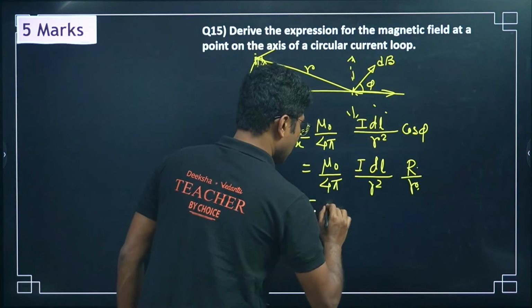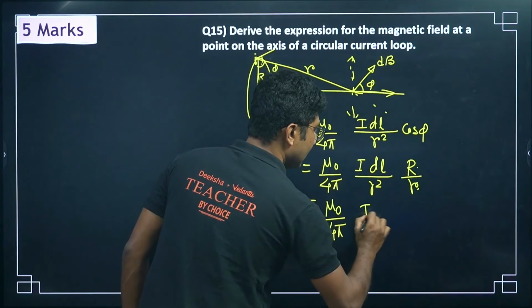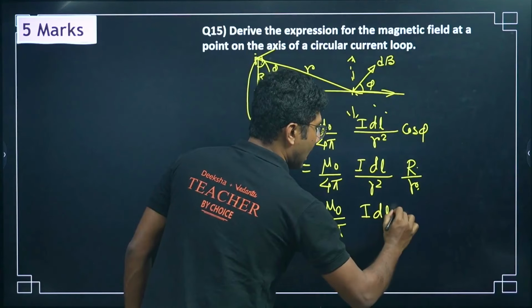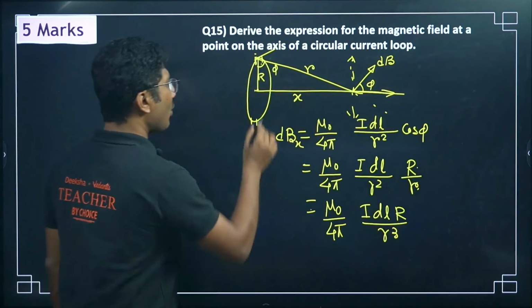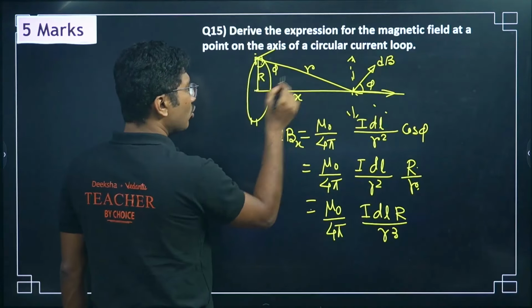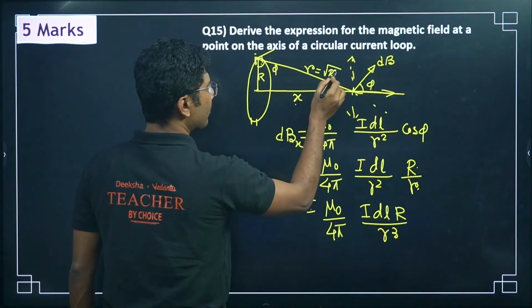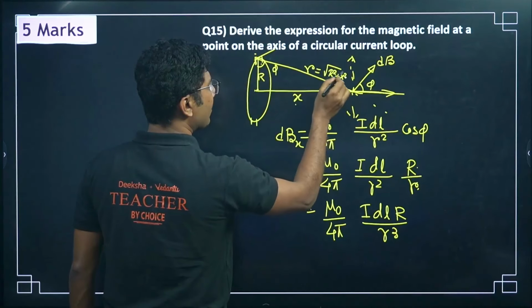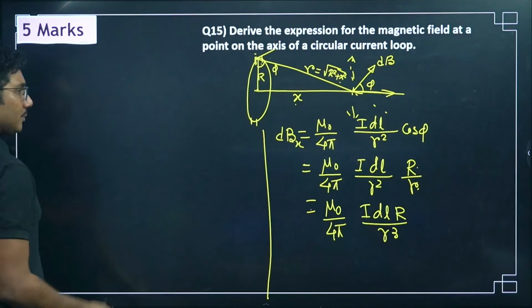Now, simplify it, mu naught by 4 pi, okay, I dl R divided by r cube. We will put the value of r cube. We know R is here, x is here, x is the distance from the center of the loop. So, small r is actually unknown. So, we have to simplify it like this, and we have to put this value later on, right? Not right now.